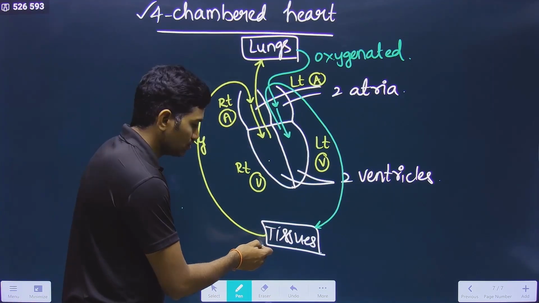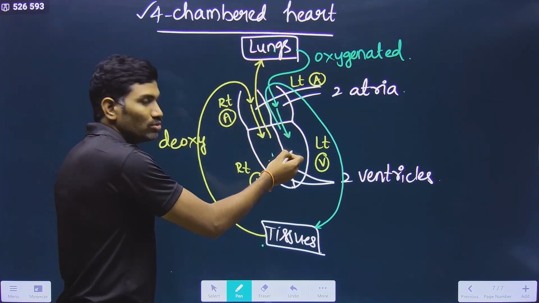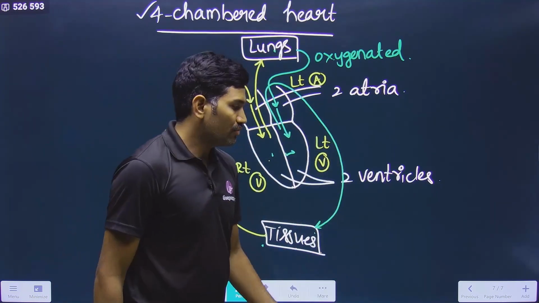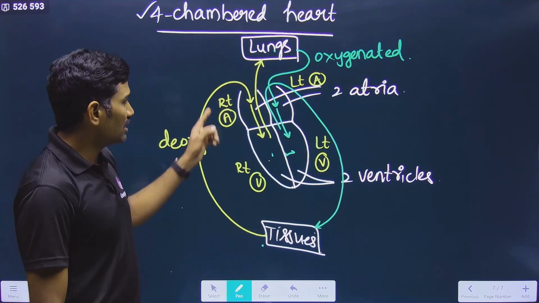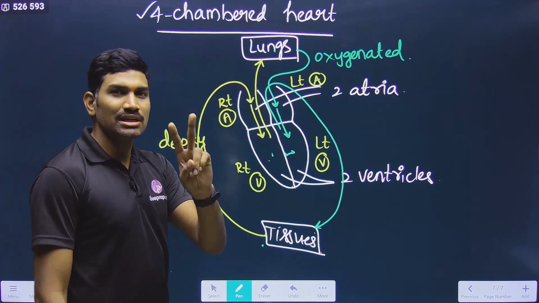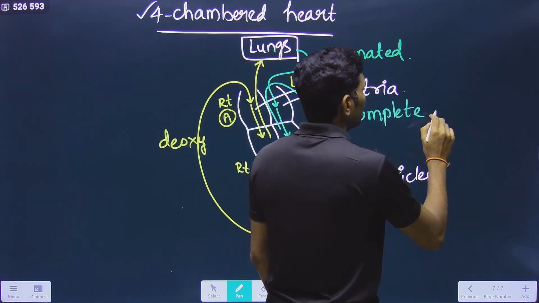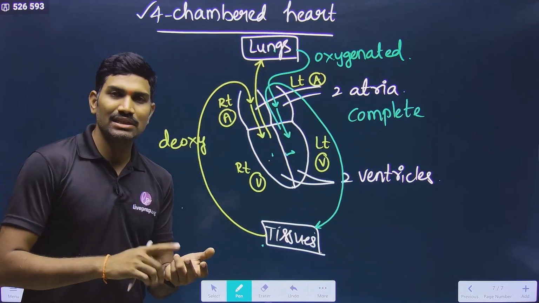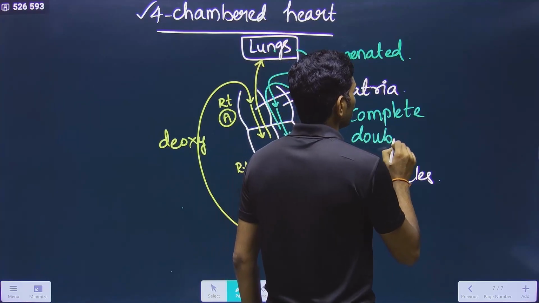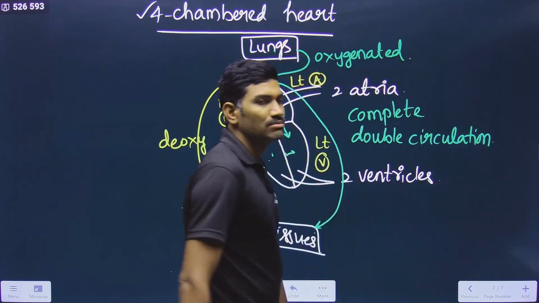If you are starting with the tissues, from the tissues to the heart once, lungs, again to the heart again. Yes or no? That means it is coming to the heart 2 times and then to the tissues. If you are starting with tissues and ending with tissues, it is compulsorily coming 2 times to the heart. Since it is coming 2 times to the heart, it is called complete double circulation. Previous 2, in the case of amphibians and reptiles, we studied incomplete double circulation, but here it is complete double circulation. Complete double circulation we are observing in the case of the 4-chambered heart.